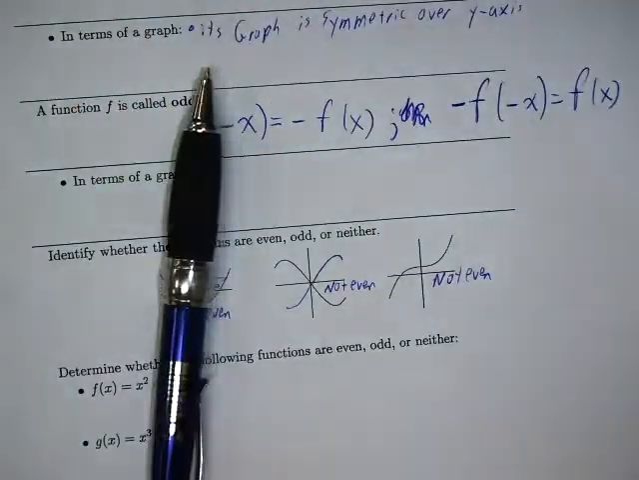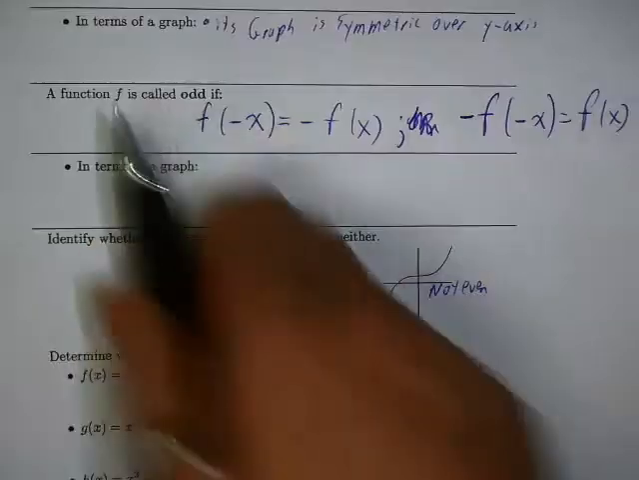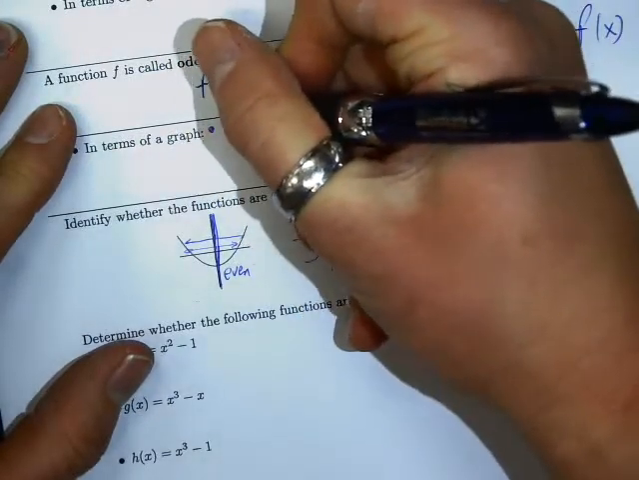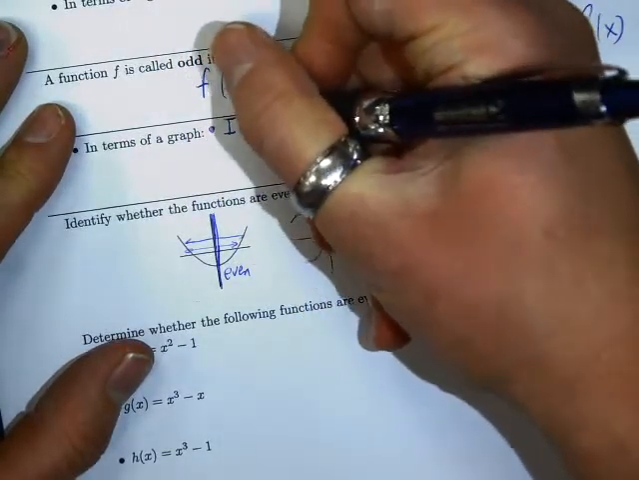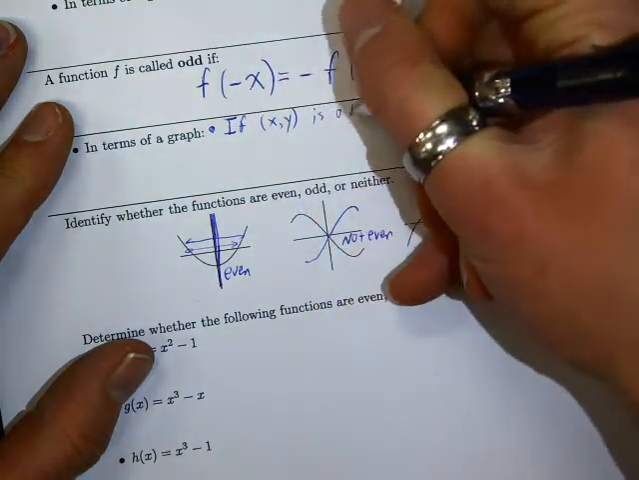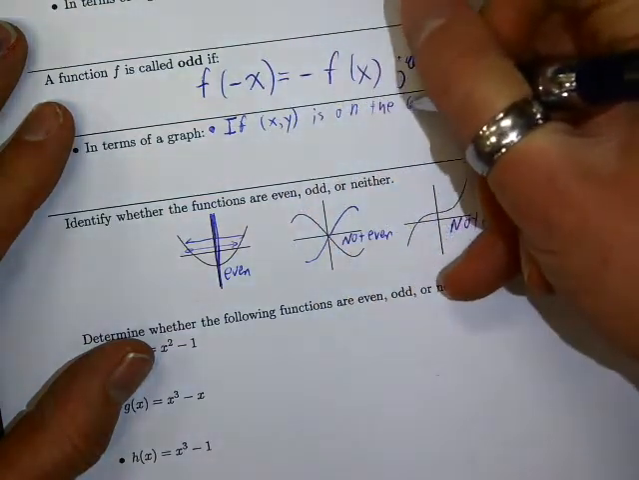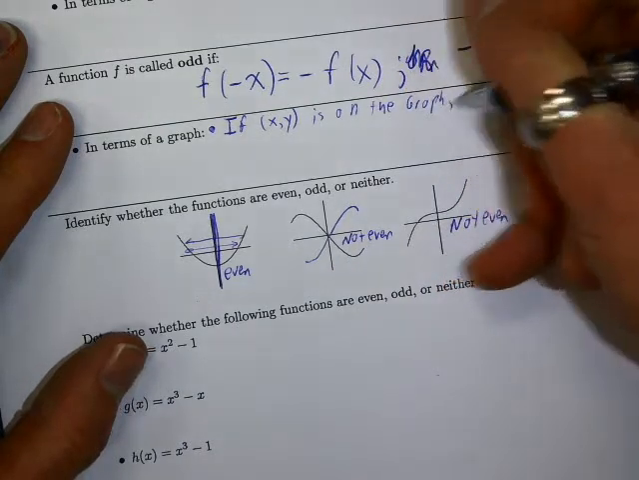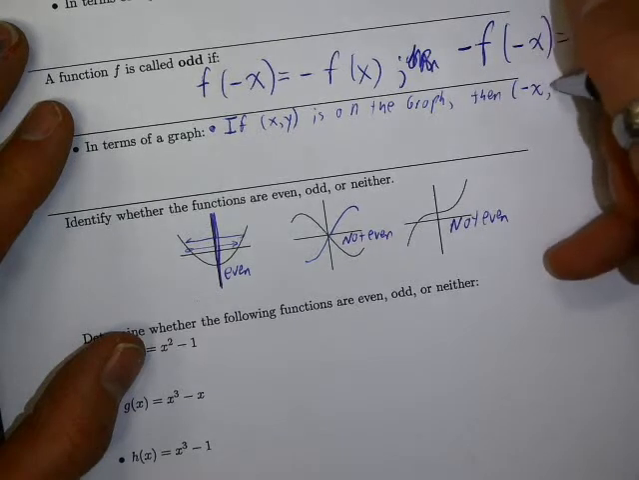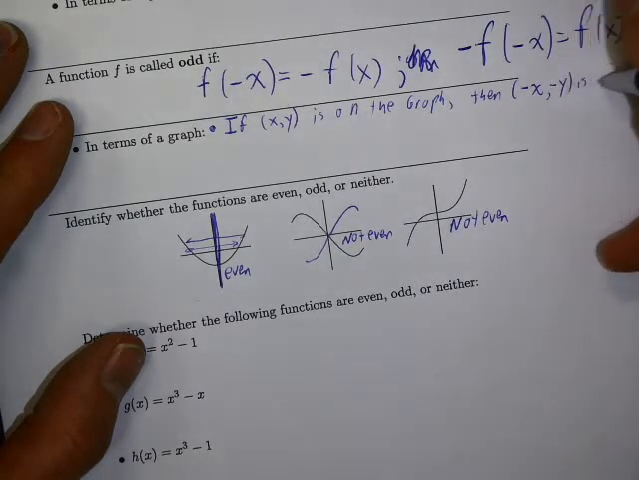So if x comma y is on the graph, then negative x, negative y is on the graph.